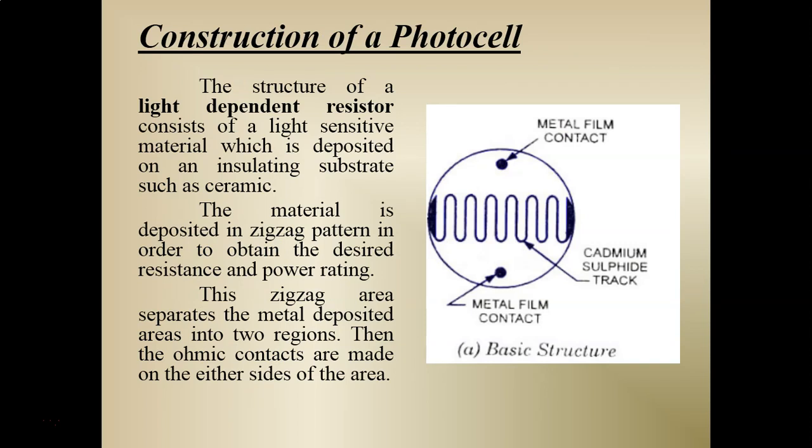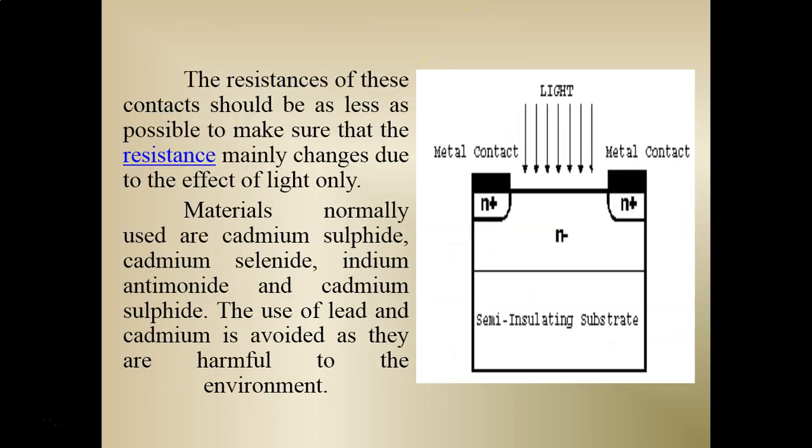Construction. The structure of an LDR consists of a light sensitive material deposited on an insulating substrate such as ceramic. The material will be in a zigzag pattern in order to obtain the desired resistance and power rating. The metal film contact is on the sides. The resistance of these contacts should be as low as possible to make sure that the resistance mainly changes due to the effect of light only.